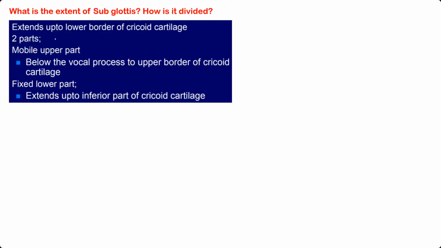Okay, so the subglottic area extends up to the lower border of the cricoid cartilage. So from the epiglottis, below that you have the vocal cords and rima glottis. Then below the rima glottis is the subglottic area. It is from the glottic opening to the cricoid cartilage that is called the subglottic region. And it has a mobile upper part below the vocal process up to the upper border of the cricoid cartilage and a fixed lower part. It extends up to the inferior part of the cricoid cartilage.